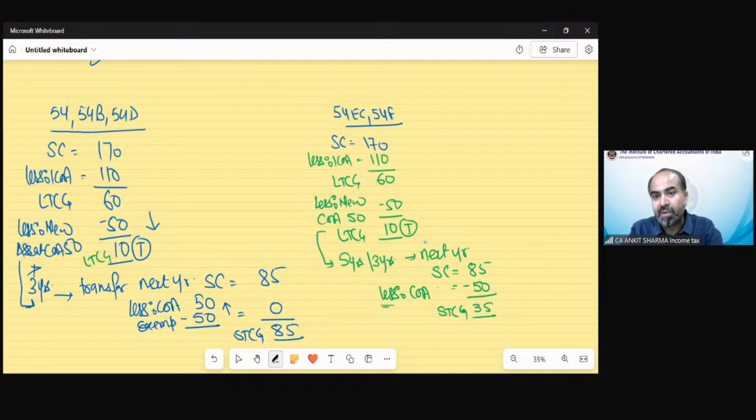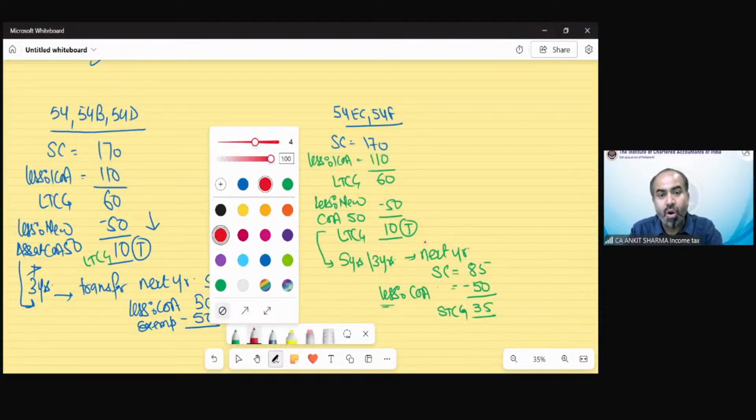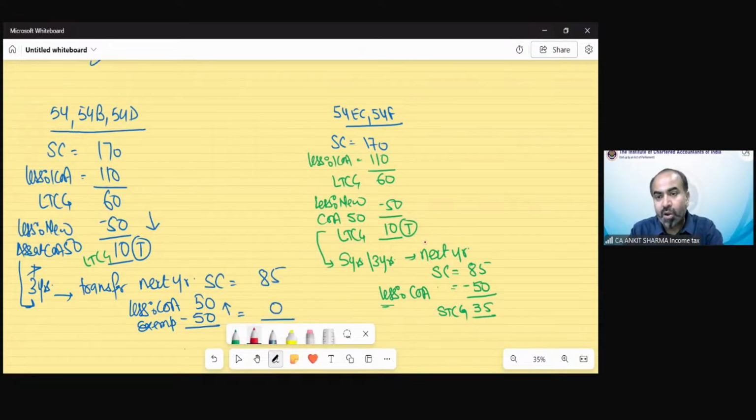So what will happen? The provision says if that is a case of section 54EC exemption or 54F, then cost will remain the same. No reduction in cost. We will reduce the full cost over here, but the capital gain exempted earlier, in assessment year next year, 26, that is going to be taxable again in this year.